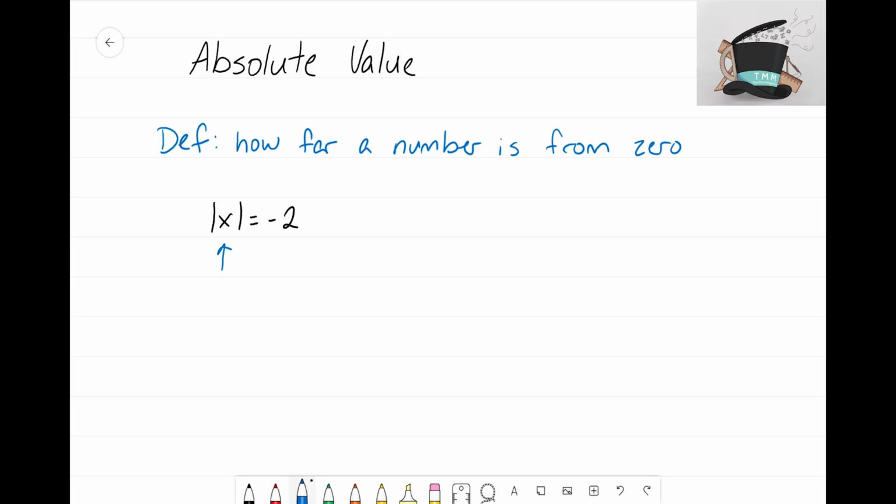But remember, we have to think back to what absolute value is. The absolute value just means how far the number is from 0. And when we think about that in terms of the number line, we're really just counting the distance away from 0, seeing where that number lies.